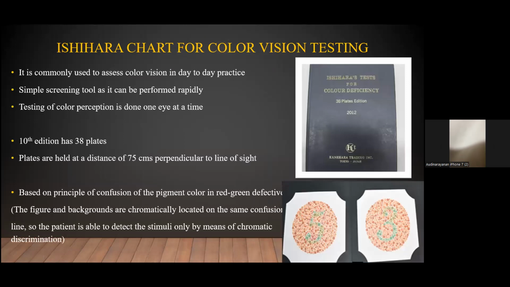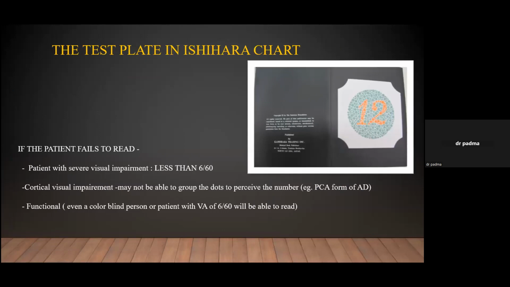So now let's see the Ishihara chart. It is commonly used to assess color vision in day-to-day practice, and it's a simple screening tool which can be performed rapidly at bedside. Testing is done one eye at a time, and the 10th edition contains 38 plates, and the plates are held at a distance of 75 centimeters perpendicular to the line of sight. And this is a test plate, which is the first plate in the Ishihara chart.